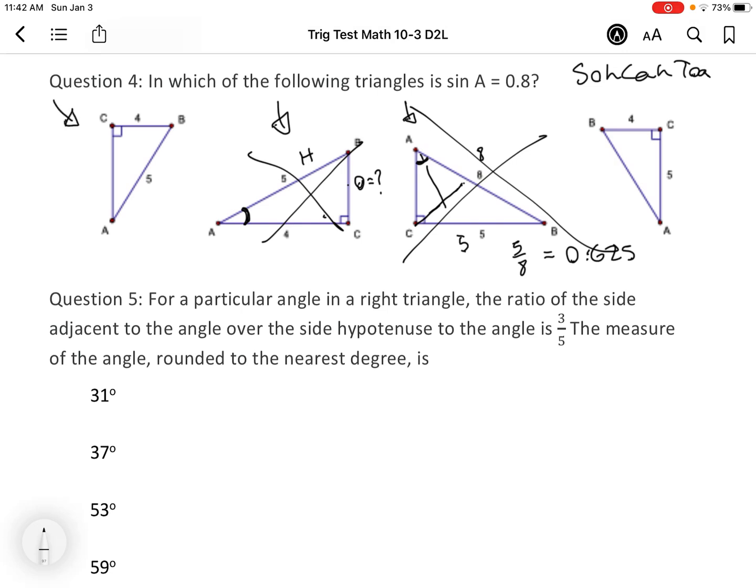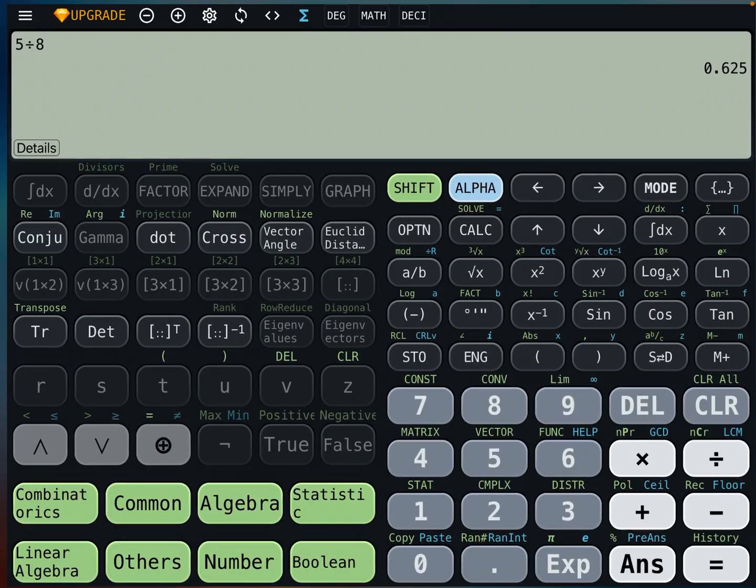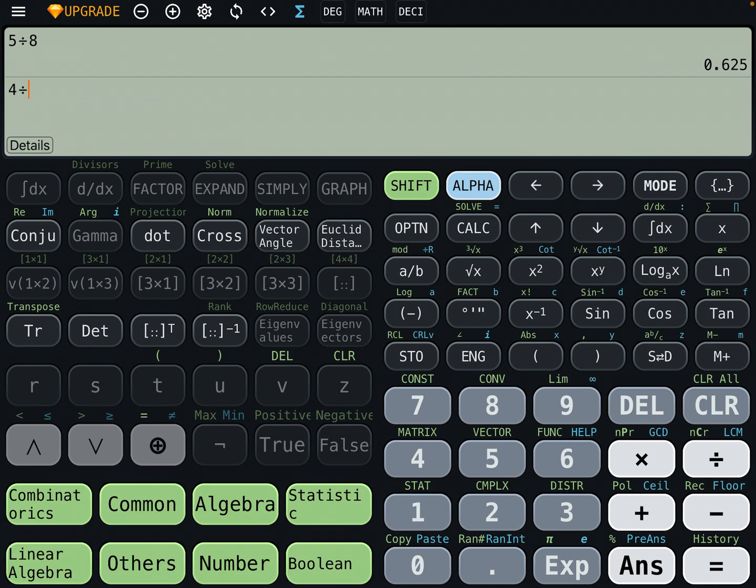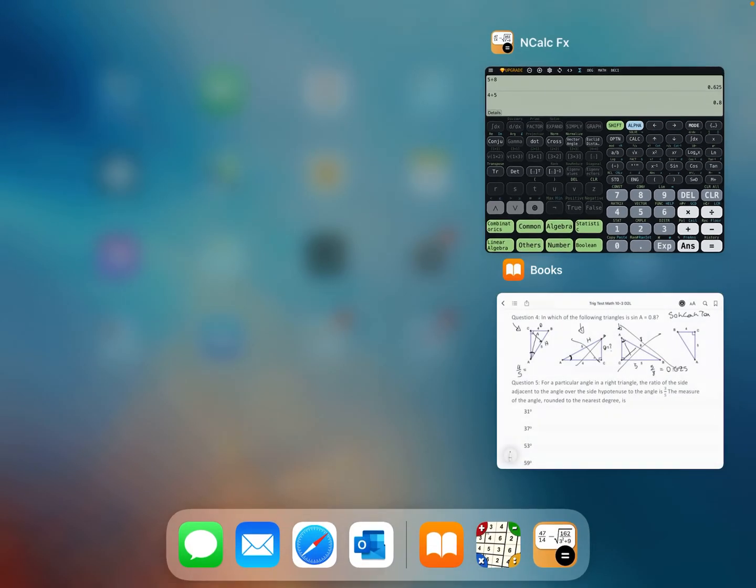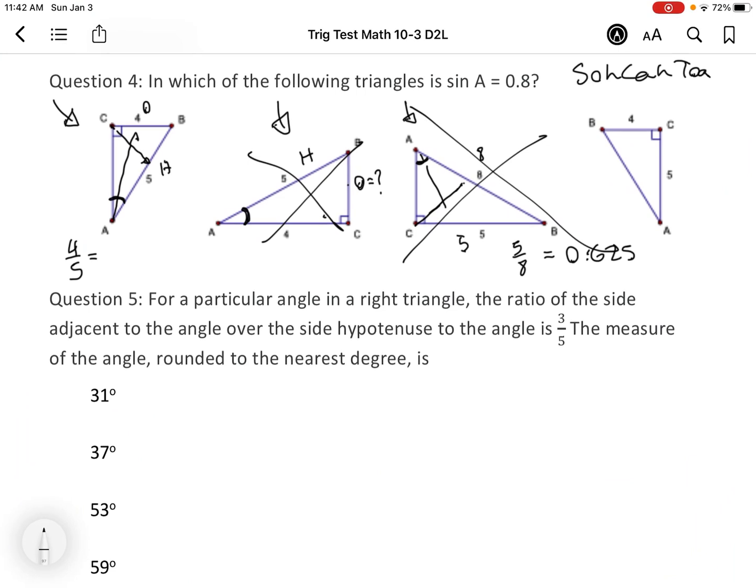Here's A. Right here. And if I label my sides, well, C is my right angle, so across from it, that's my hypotenuse. A is over here, so across from it, that's my opposite. So if I go opposite over hypotenuse, that's 4 divided by 5. And if I put that into my calculator, 4 divided by 5, I get 0.8. Okay, so that's 0.8. So this is the one that I'm looking for. It's this guy.